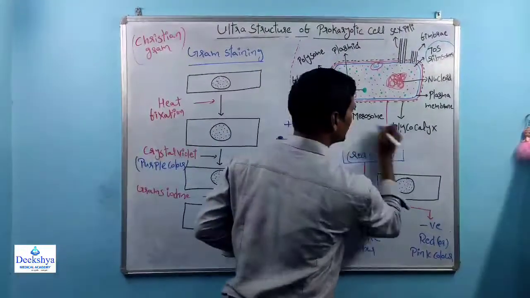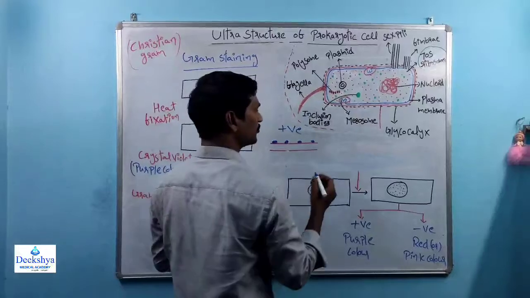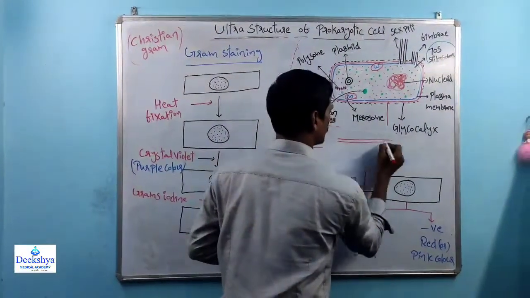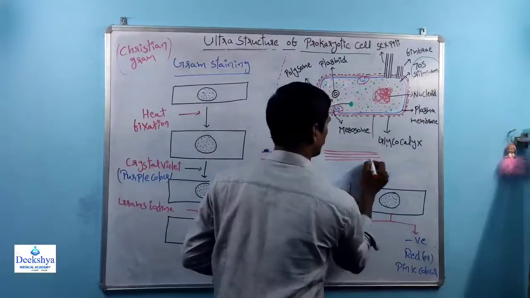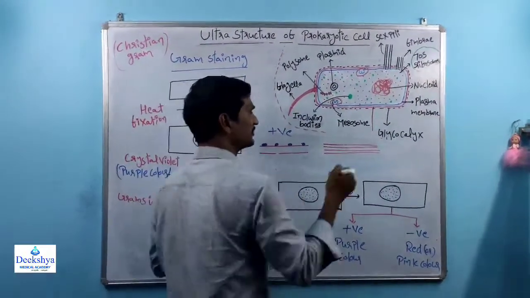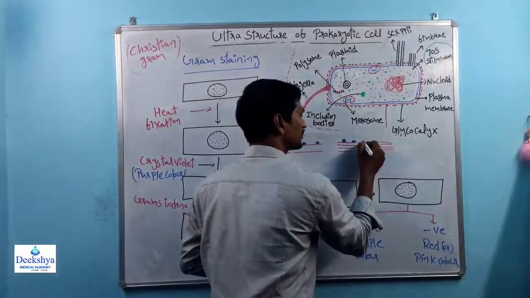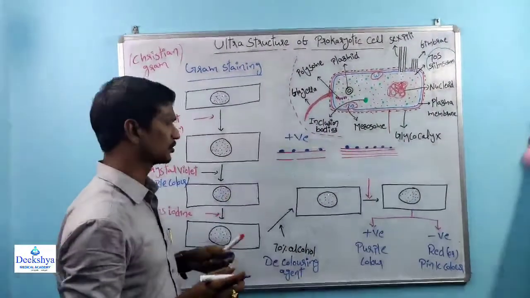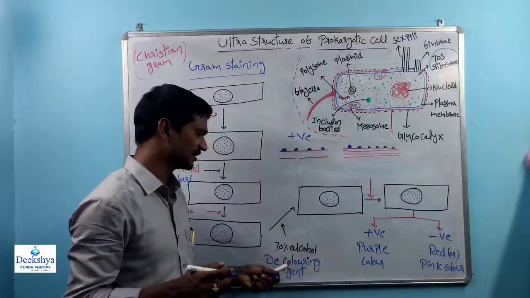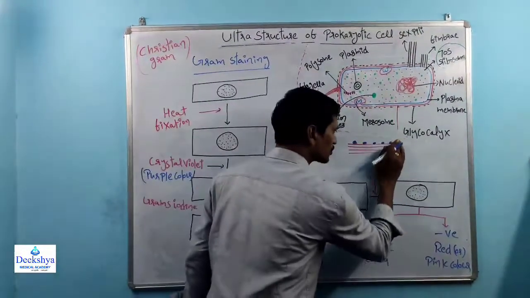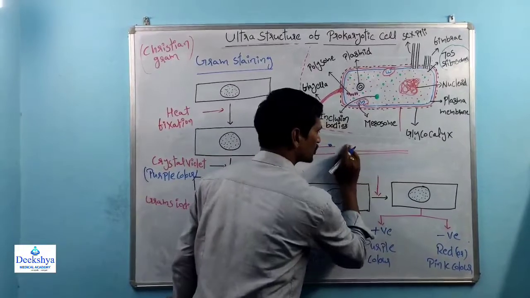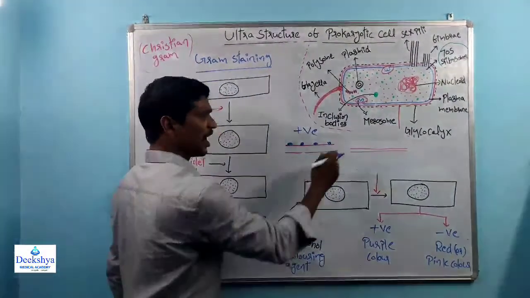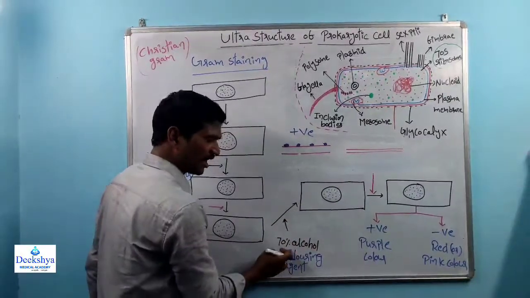Coming to the gram-negative bacteria, within the gram-negative bacteria there are two layers. This is the first layer, and this is the second layer. The first layer is bound with the crystal violet molecules. After the addition of crystal violet molecules and the decolorizing agent, the outermost layer will be washed out. So here there are no crystal violet molecules, because the outermost layer is removed by the alcohol.